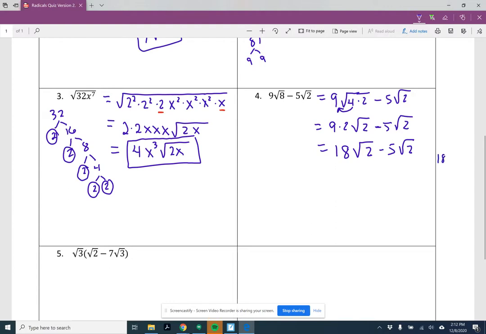This is now like doing 18x minus 5x, and it becomes 13x. It's the same idea. 18 take away 5 is 13. I don't have x's, I have square roots of 2. So I have 13 square root of 2 for our answer.